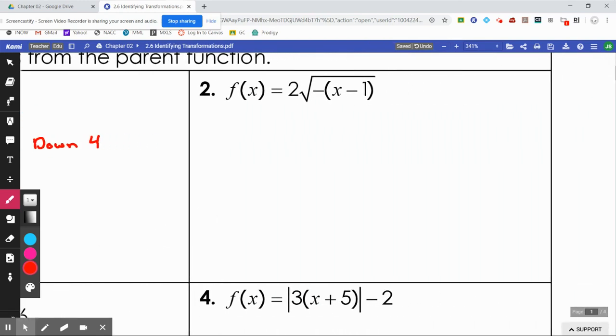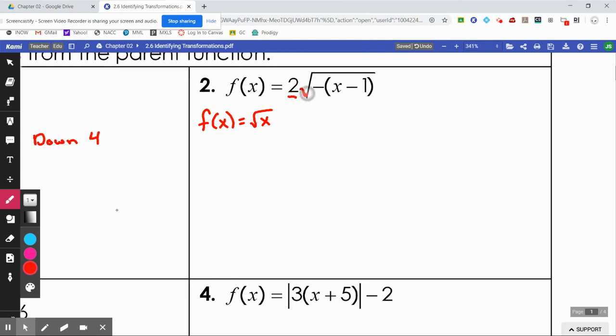Again, to identify your parent function, the easy way is to just take away all numbers, negatives, pluses and minuses, and you see that our parent function there is y equals the square root of x, or f of x equals root x. Now let's identify all of our transformations. Let's start with stretches and compressions. The 2 on the outside, and notice I said the outside. Here's what you've got to look for.